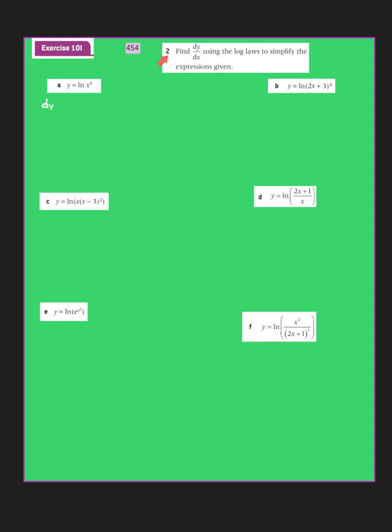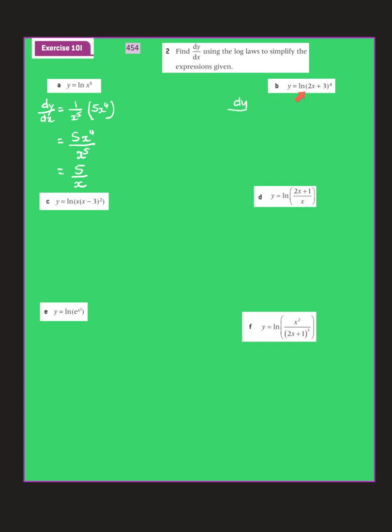Exercise 10L, number 2A. The derivative of this function here is 1 over x to the fifth, and the derivative of x to the fifth is 5x to the fourth. We resolve that, 5x to the fourth over x to the fifth, and then that becomes 5 over x.